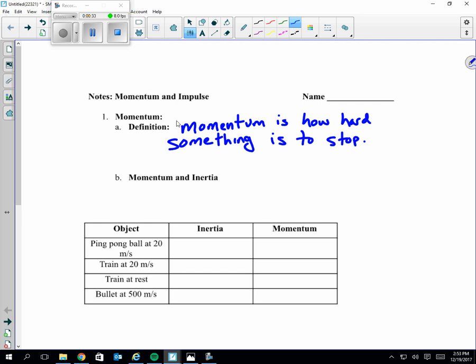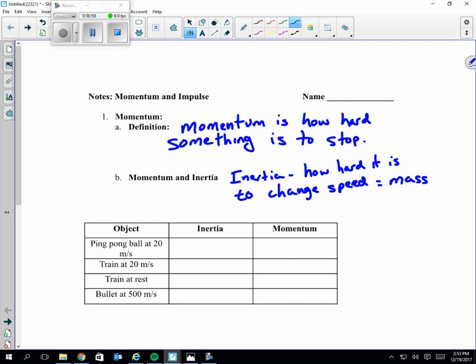Now that's a lot like our definition of inertia. Inertia was a resistance to a change of speed, or how hard it is to change speed. We found out that that was mass. So something with a big mass, like a train, it's very, very hard to change its speed. It's hard to speed it up, it's hard to slow it down. Once it's going, it's going to be hard to change its speed.